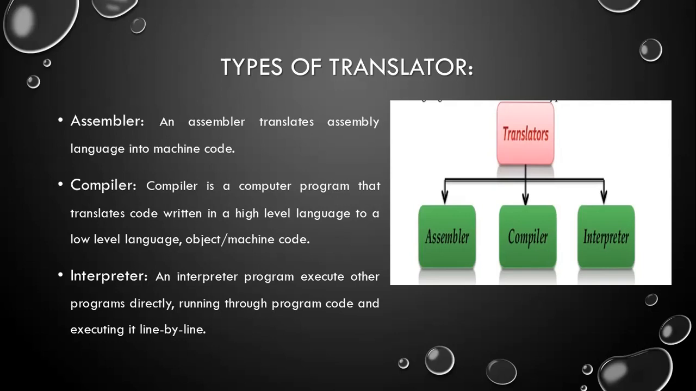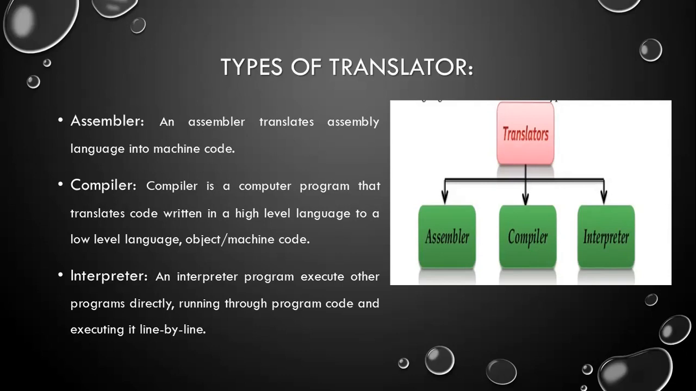Now there is a compiler. A compiler is a computer program that translates code written in a high level language to a low level language, object machine code. Now we are going to compare the compiler and the assembler. We can see that the compiler is much better than the assembler in that it checks all kinds of limits, ranges, or errors present on a computer, and it gives us more program runtime, and it occupies a larger part of the memory.